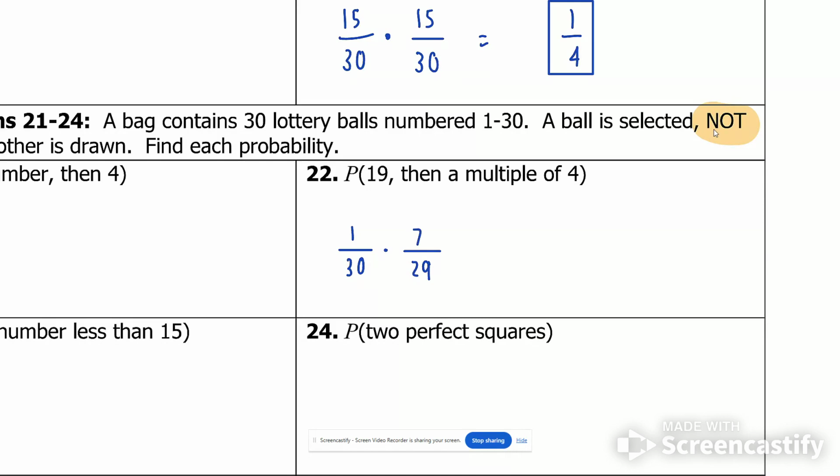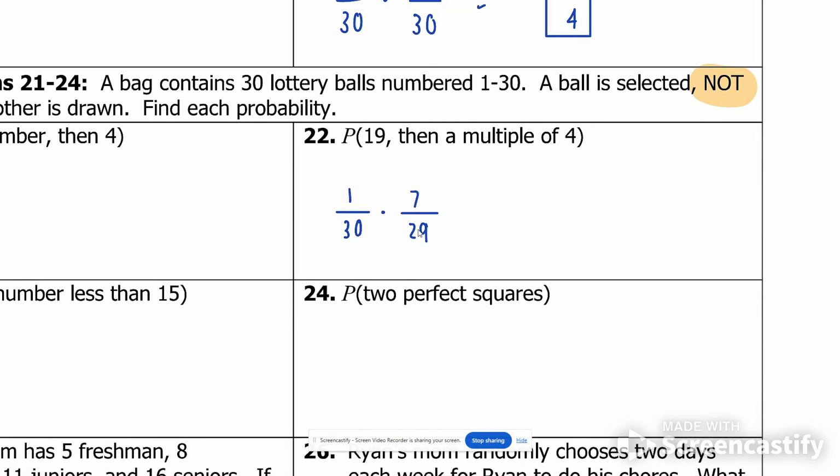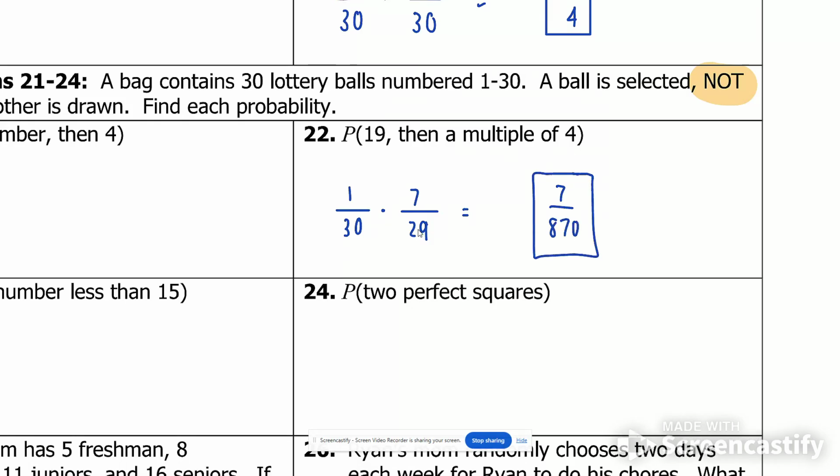So I don't know if you're counting with me. That's 7. So we had 1 out of 30 chance of picking out a 19. And then if you were so lucky, how many are left? Only 29 balls. How many are multiples of 4? 7. So it's 1 over 30 times 7 over 29. So multiply that out using your calculator. You got a 7 out of 870 chance. Crazy. Crazy odds right there.